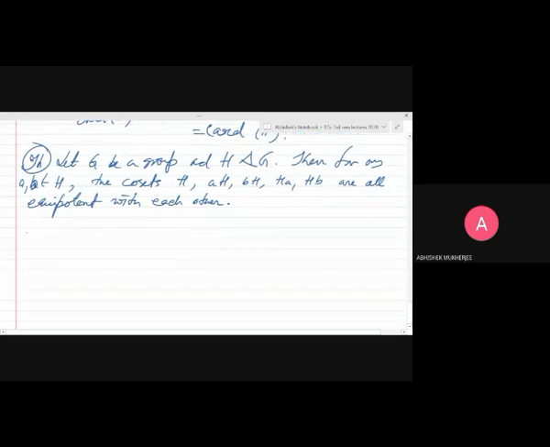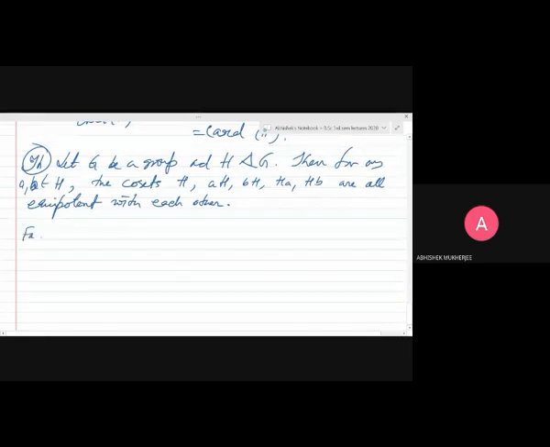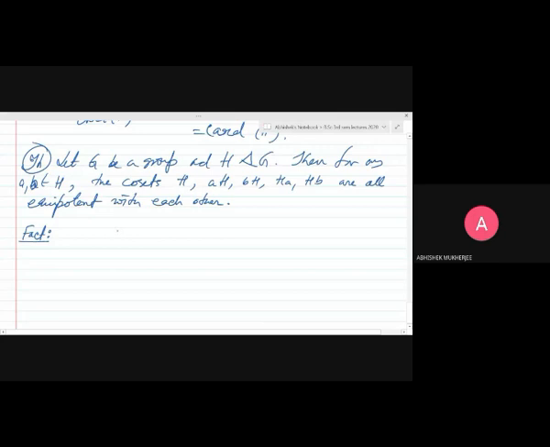And another interesting fact is that not only are any two left cosets equipotent, and any two right cosets equipotent, but any left coset is equipotent with any right coset.